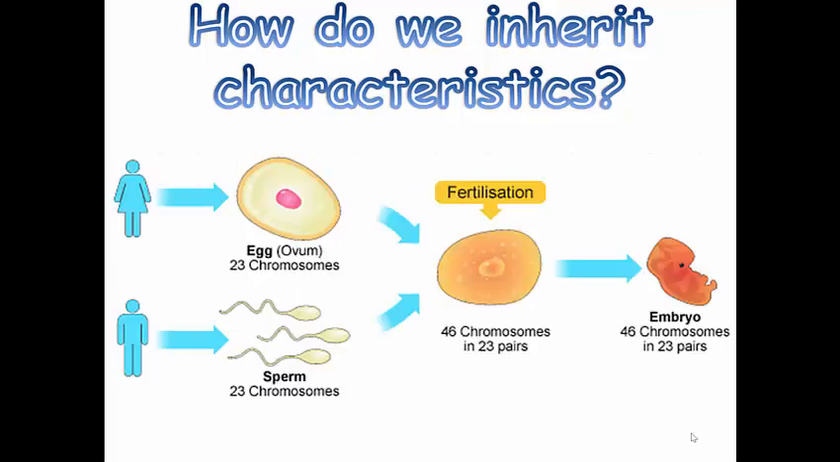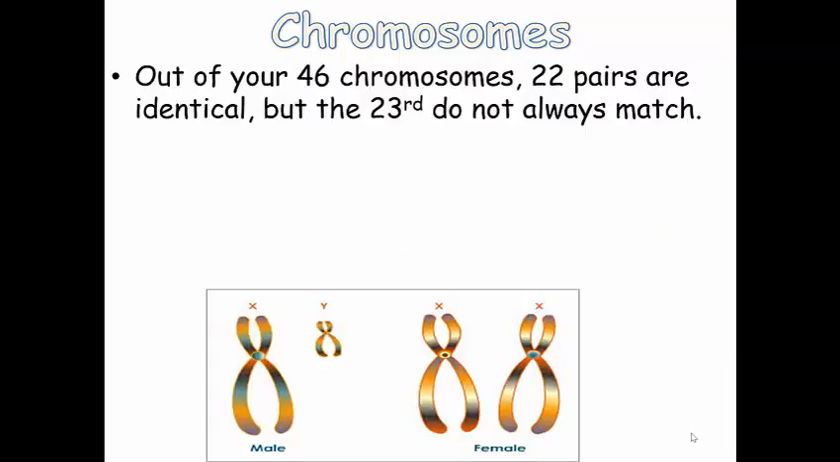Okay, here's another diagram showing that. So the mother produces the egg, the father produces the sperm. Each of the egg and sperm have 23 chromosomes in. When they fertilise together, that leaves a fertilised embryo. A fertilised egg has 46 chromosomes in 23 pairs, and that goes on to divide into an embryo with the same number.